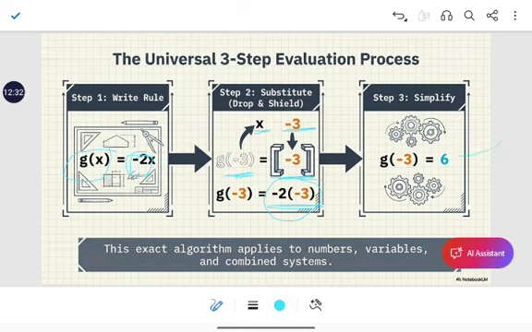This exact logic applies to numbers, variables, and combined expressions. Please pay attention. Identify the rule. Identify the value for x. Replace all the x with that value and then evaluate, simplify to get your answer.